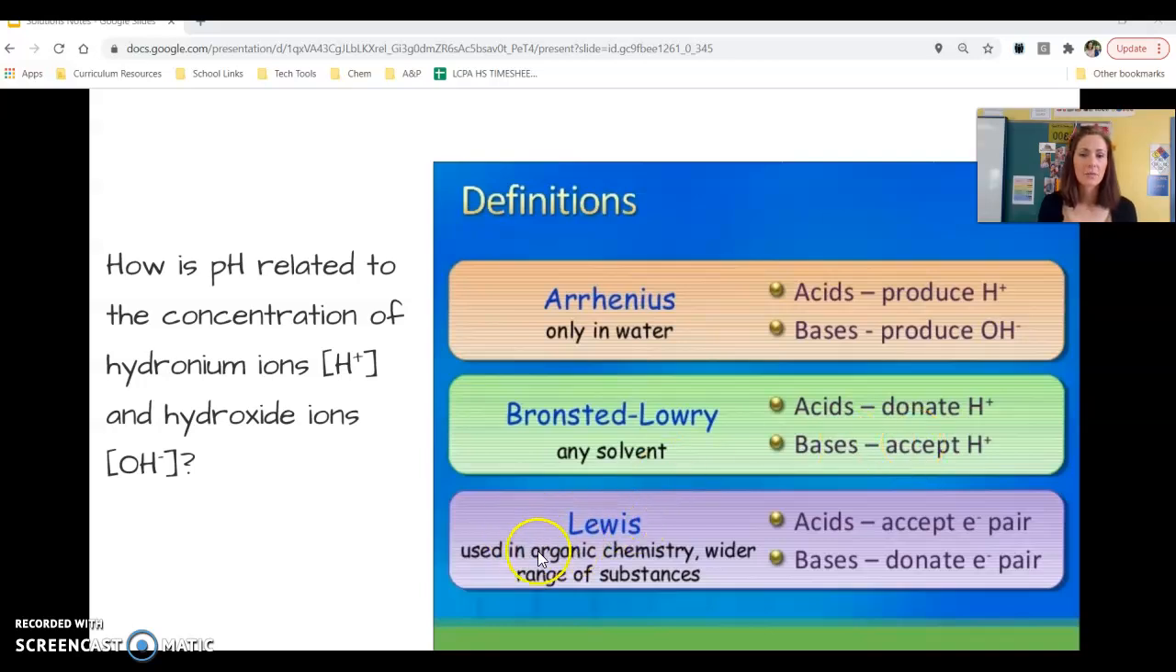Lewis acids and bases, which are used mostly in organic chemistry and have kind of the best definition for a wider range of substances, say that acids accept an electron and bases donate that electron. We're going to talk mostly in regards to Bronsted-Lowry's definition of acids and bases in this class, and Lewis acids and bases a little bit later in class.